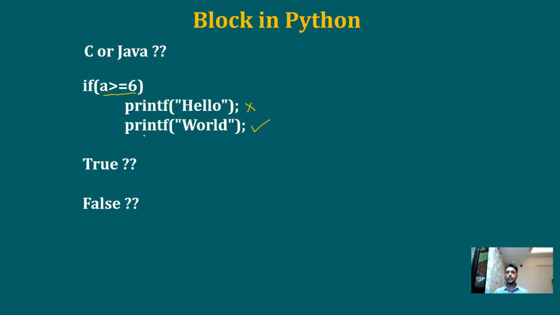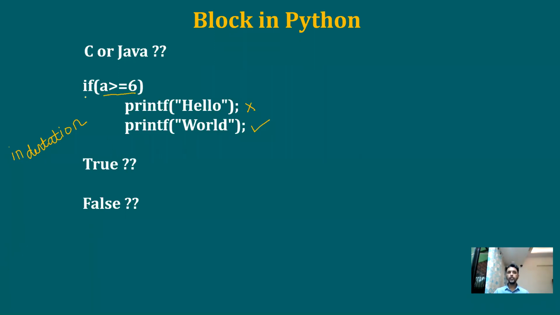See, what happens is this statement, printf world, is not a part of the if statement. That means printf world is actually not inside the if statement. Over here, what is happening is the indentation is misleading you. I repeat, the indentation is misleading you. Now, what is the meaning of indentation? Indentation means pushing on the right side to show dependency.